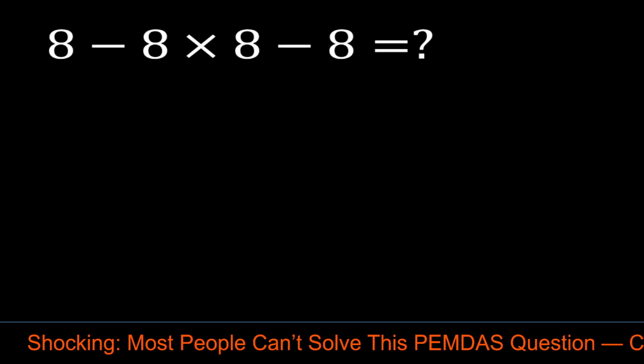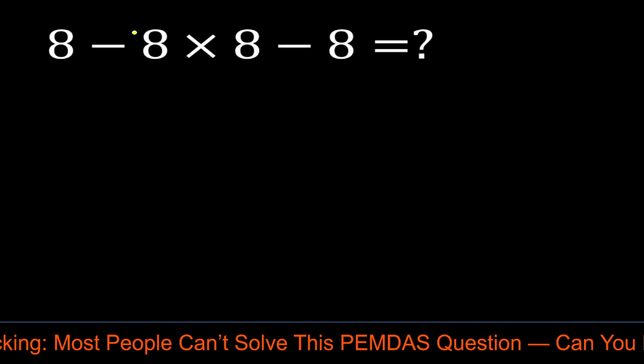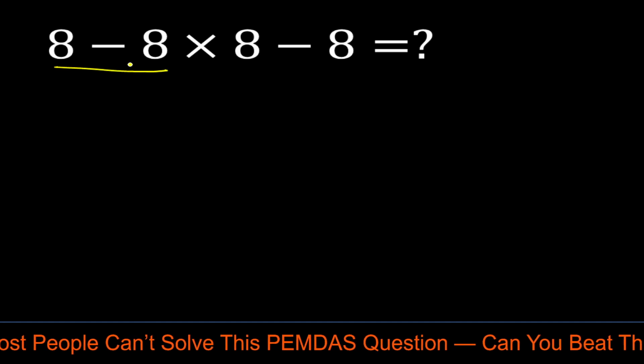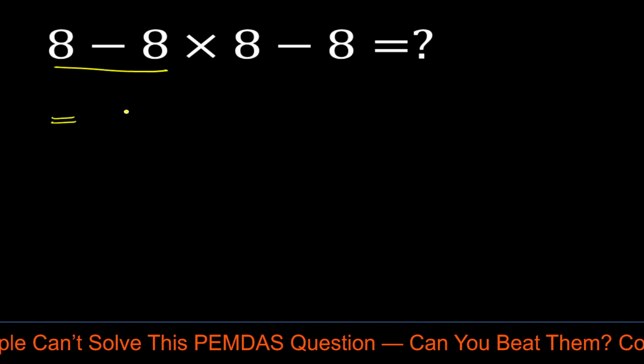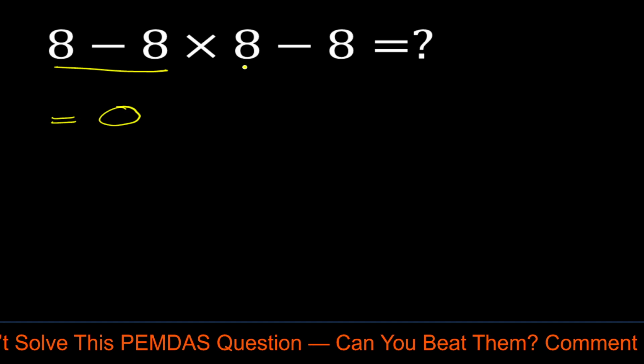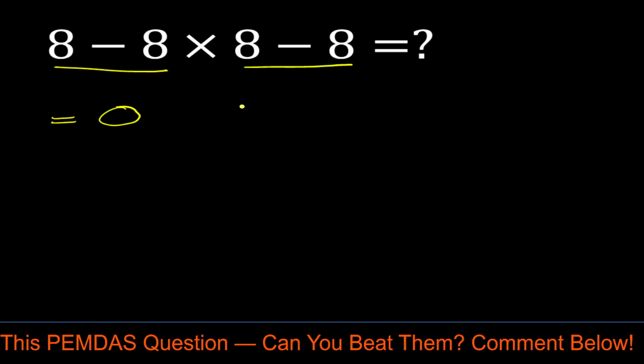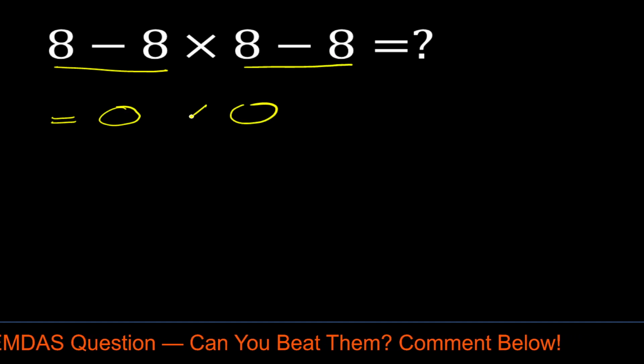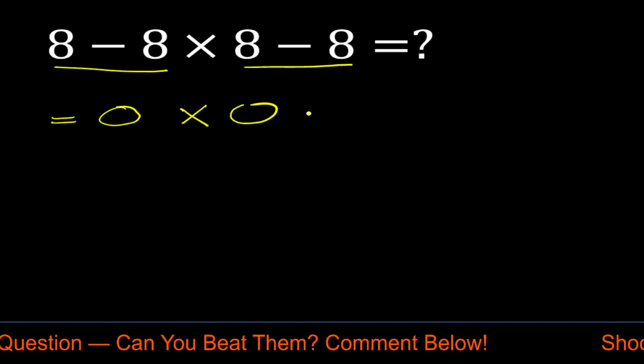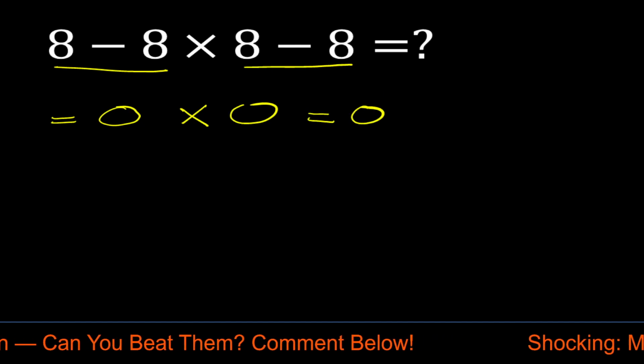So most people solve this question like 8 minus 8. So 8 minus 8 is equal to 0, right? Then again 8 minus 8. So 8 minus 8 is also equal to 0. Now 0 times 0. So 0 times 0 is equal to 0, right?